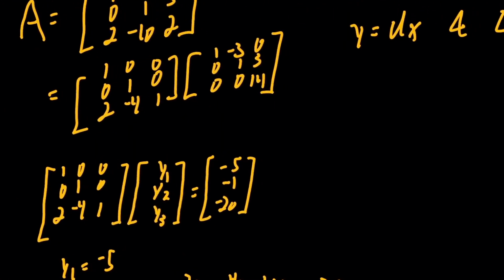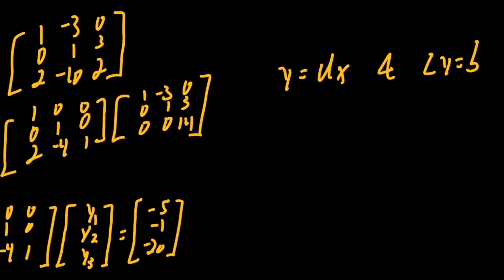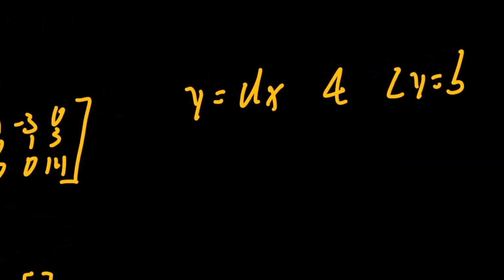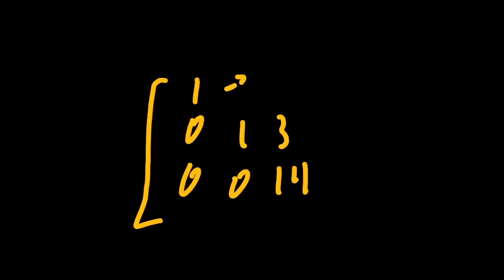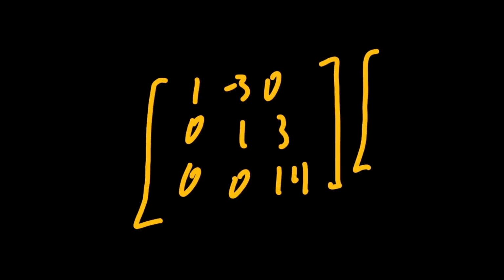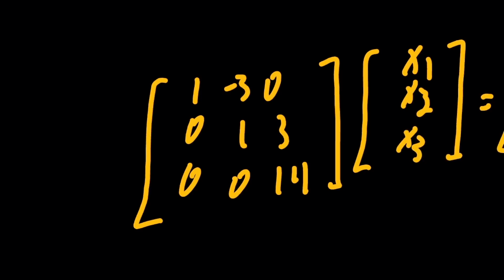Now, we have our y variables. And what about our x variables? Well, from our forward substitution equations, we now have y. We've always had the upper triangular matrix. Now we just have to solve for x. So let's do that. Our upper triangular matrix was already given, and we have subscripts of x, which is equal to our now discovered y variables.